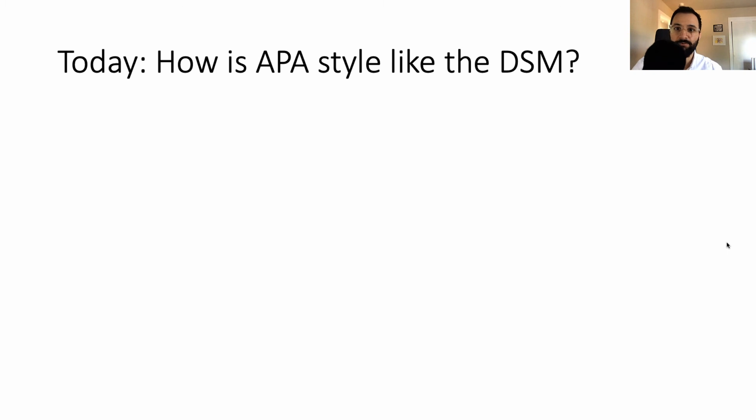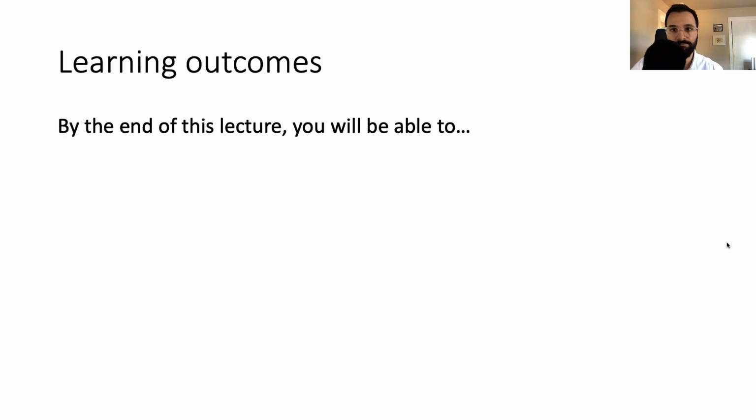Today, what I want you to think about, what question I want you to ponder before we even begin, is how APA style might possibly be like the DSM. So how is the style we're going to write in this semester, that of the American Psychological Association, similar to the APA's Diagnostic and Statistical Manual? Is there a similar line to be drawn between the two of them? We'll answer that by the end.